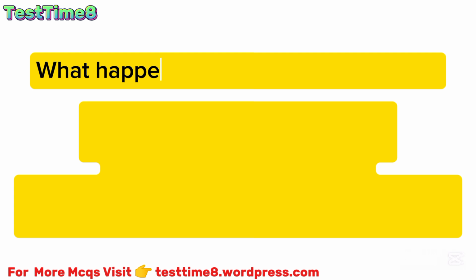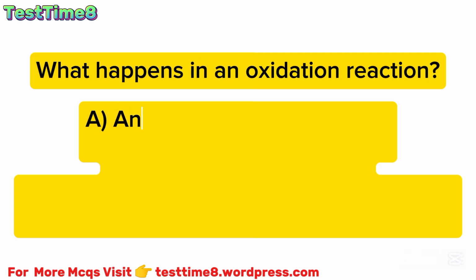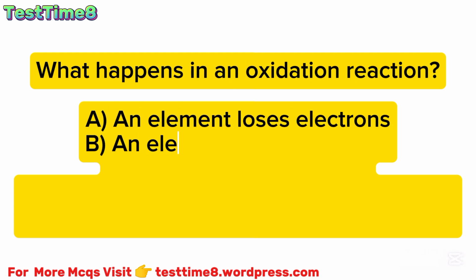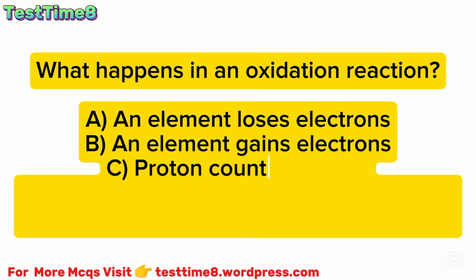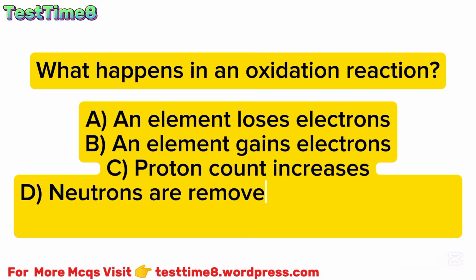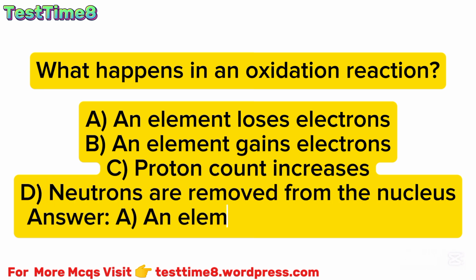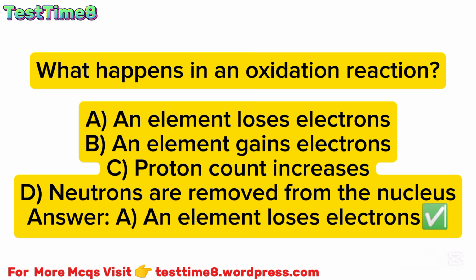What happens in an oxidation reaction? A. An element loses electrons, B. An element gains electrons. C. Proton count increases. D. Neutrons are removed from the nucleus. Answer: An element loses electrons.